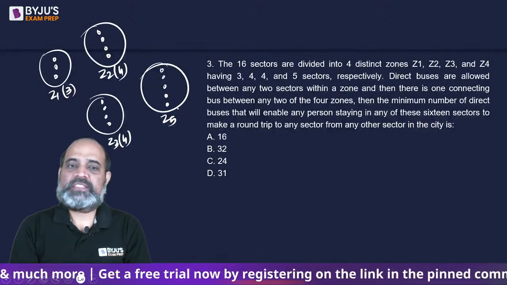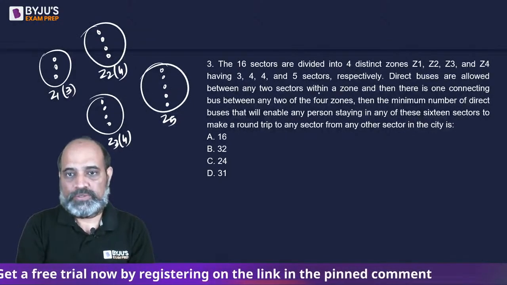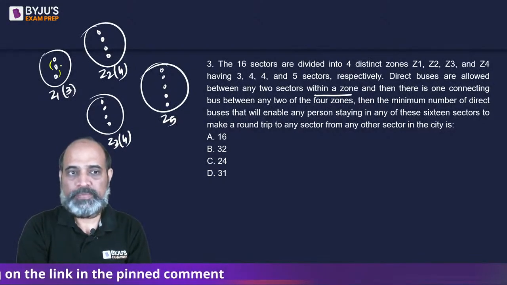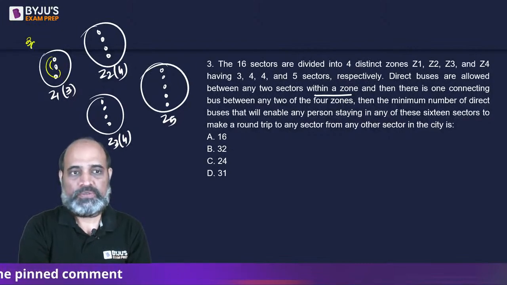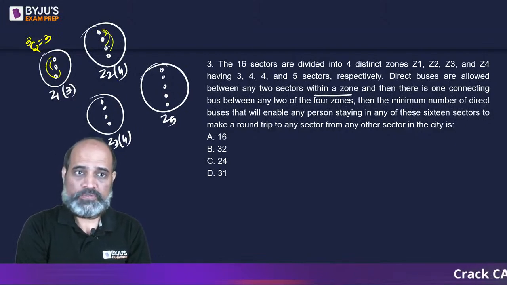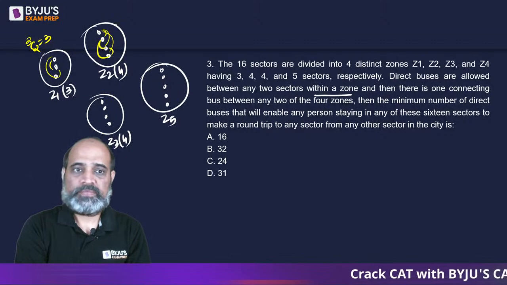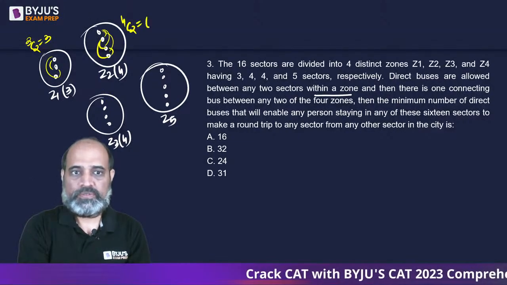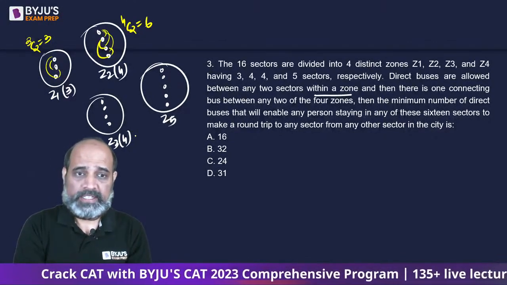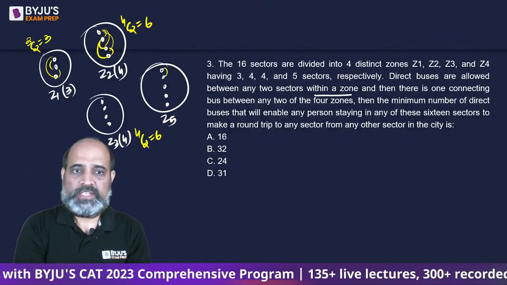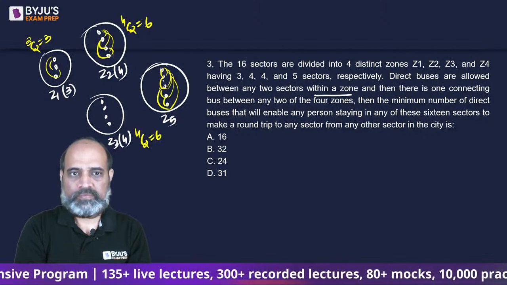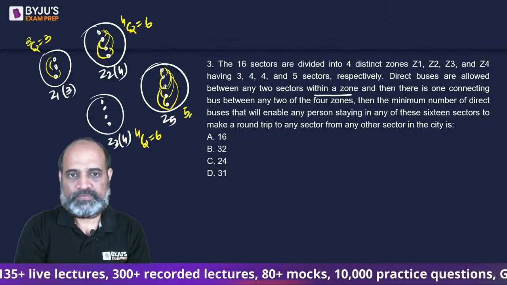It is given that direct buses are allowed between any 2 sectors within a zone. So if I talk about zone Z1, how many roads will be here between them themselves? 3C2. If I talk about zone Z2, how many roads we are going to have between them? So this is going to give us 4C2. Same should happen with zone 3 because it also has got 4 sectors. So it's 4C2, which is 6. Zone Z4, we are going to have a total of 5C2, which is 10.